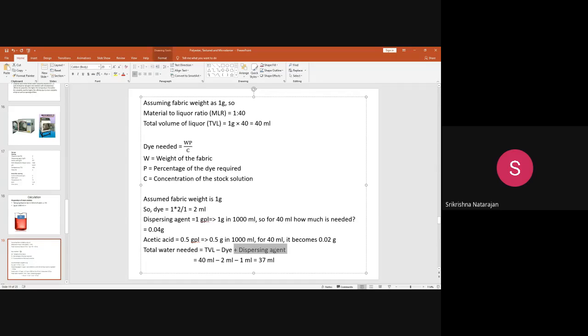इसमें देखो, this dispersing agent you have taken in grams. Okay, so no need to subtract it. Just total water कितने add करना है अभी? You have total water is the total volume of liquor, से बाकी chemical जो भी आप liquid form में लेते हैं उसको subtract करना है. ठीक है? So just to understand this, total volume of liquor कितने हैं? 40 ml. How did you get this 40 ml? You have multiplied the fabric weight with the material to liquor ratio. So this 40 minus dye कितने हैं? 2 ml, because this one you are taking it in the liquid form.